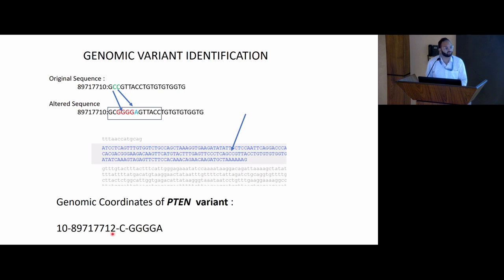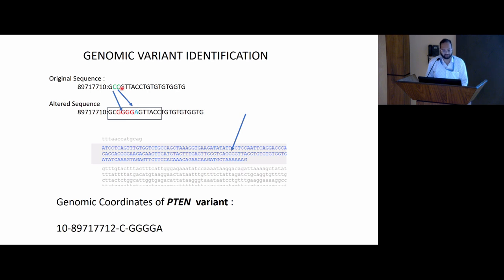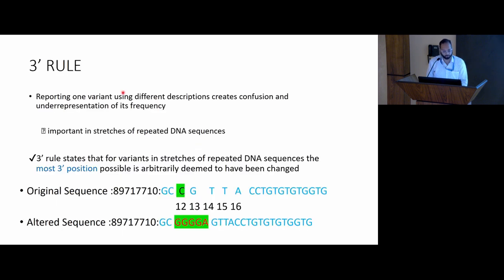Can anyone tell me why this is so? Because here we can see there are two C's. When you apply the 3' rule, the change is happening at this C and not this C. So the entire change, the GGGGA, I can say has happened at this C according to HGVS nomenclature. So the coordinates would be 897177, 12.